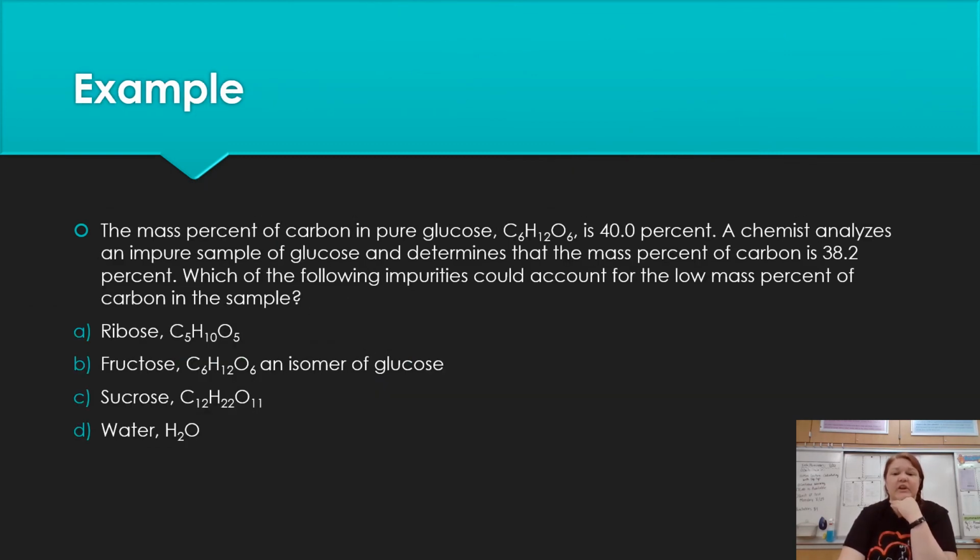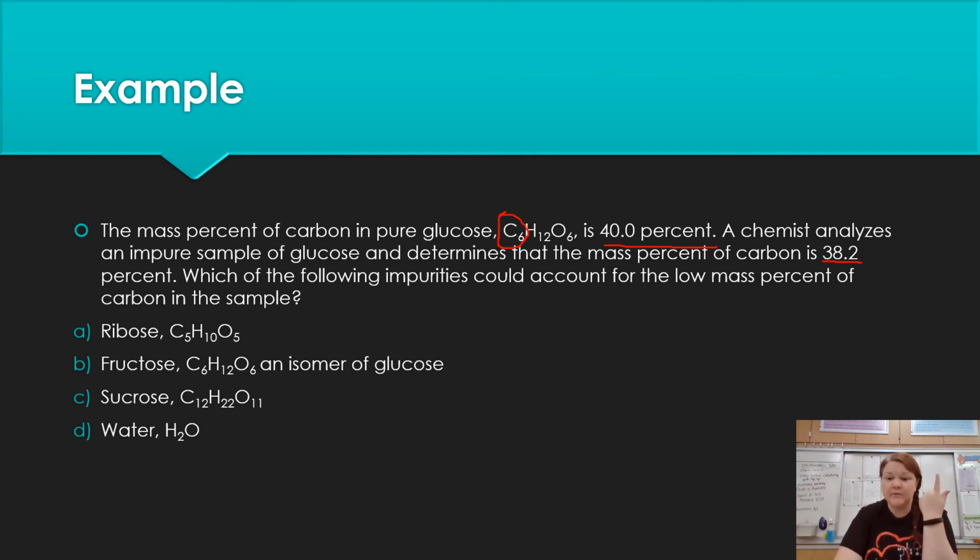All right, let's take a look at one more example of a mixture and how we would approach this question. So the mass percent of carbon in pure glucose is 40%, okay? We know regular glucose is going to be 40% carbon, right? There's our carbon. A chemist analyzes an impure sample of glucose and determines that the mass percent of carbon is 38.2%, so just a little bit low. Which of the following impurities could account for the low mass percent of the carbon in the sample?